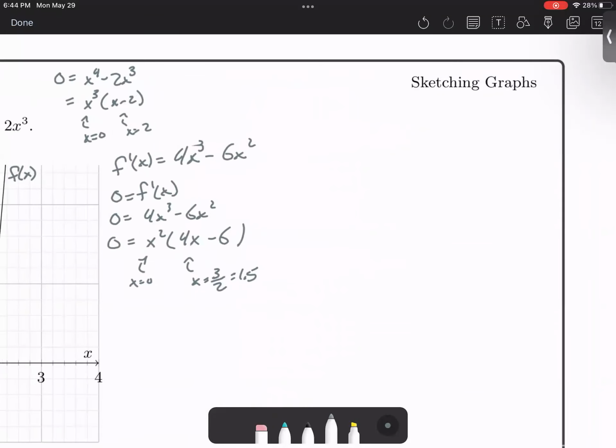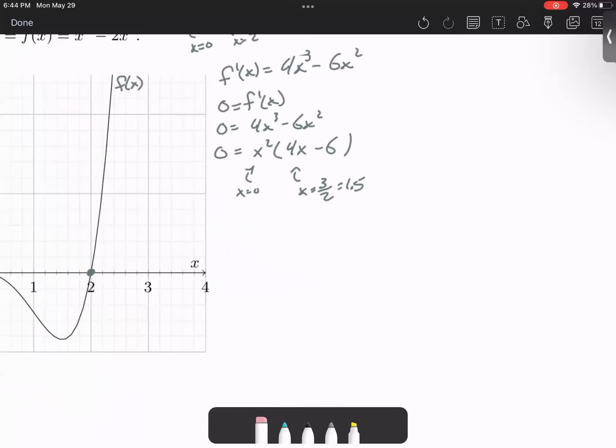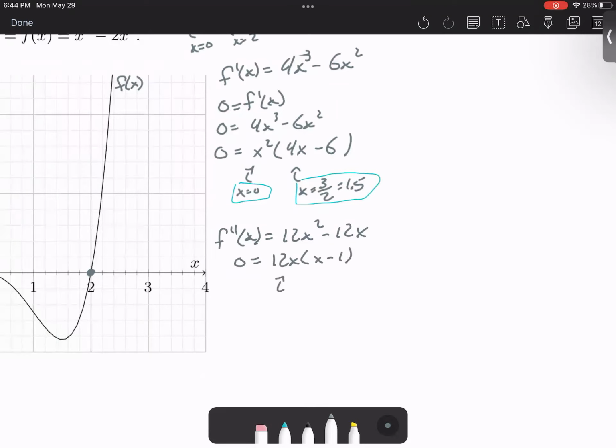So let's see if we actually do change sign there. Actually, let's make one giant chart with the first and the second derivative all at once. So these are the places that I need to check for my derivative changing sign. Let's find the second derivative now. 12x squared minus 12x. If we set this equal to 0, we can pull out a 12x and we're left with x minus 1. So we have a 0 at 0 or a 0 at 1.